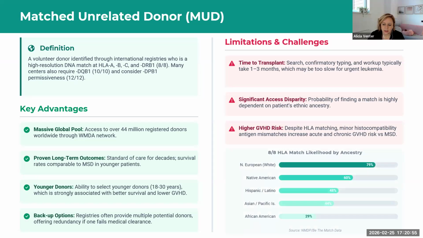So if we want to just encapsulate a little bit about that disparity, an NMDP Be the Match study a few years ago showed that white Europeans in the US have close to 80% chance of finding a fully matched 8 out of 8 donor, whereas at the time an African American patient only had less than 30% chance of finding a matched unrelated donor. But I've already mentioned the Donor for All study that they performed, and we will see how they have managed to improve these odds.